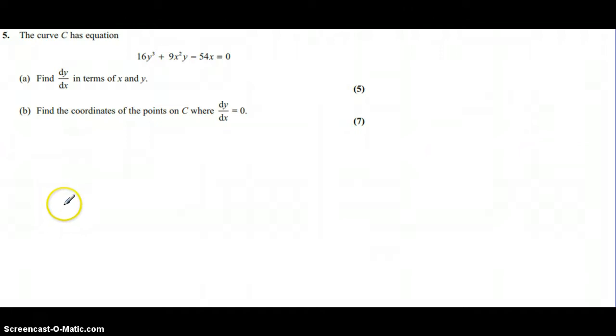Hi there, this is question 5 from the June 2012 Core 4 paper from Edexcel. I'm going to start off with part A, which asks you to find dy by dx. Now, because the equation has got both y's and x's in it, we're going to need to use implicit differentiation.